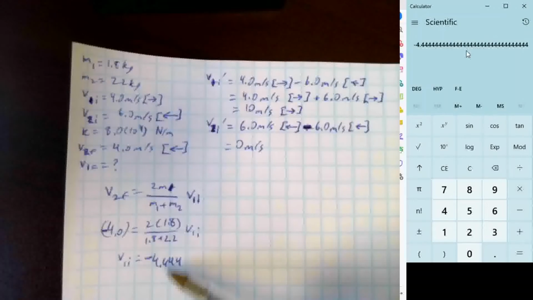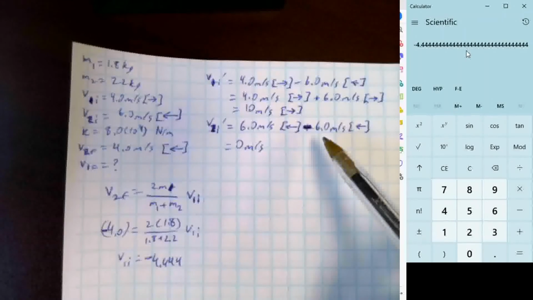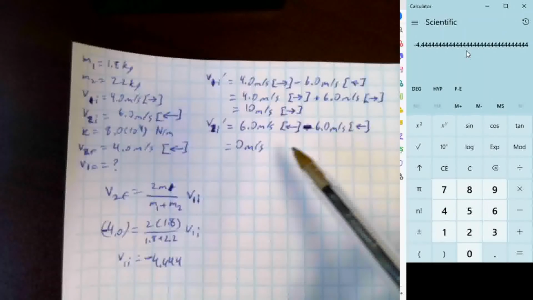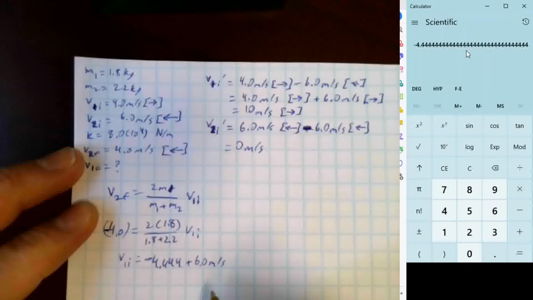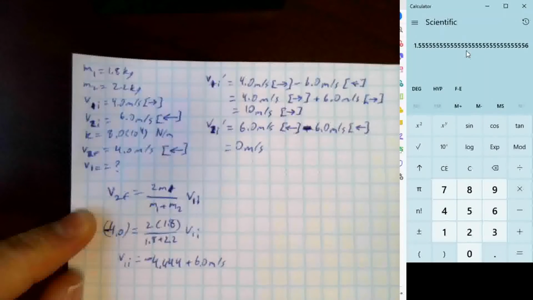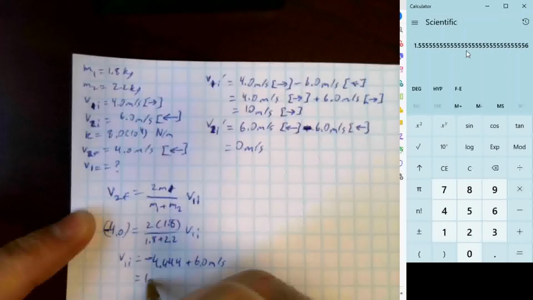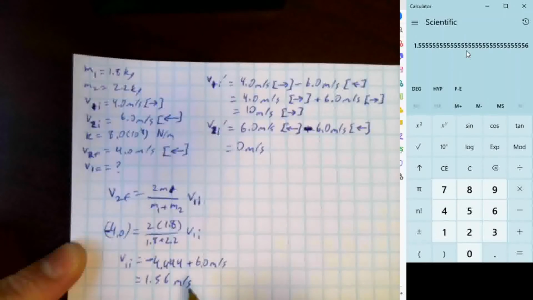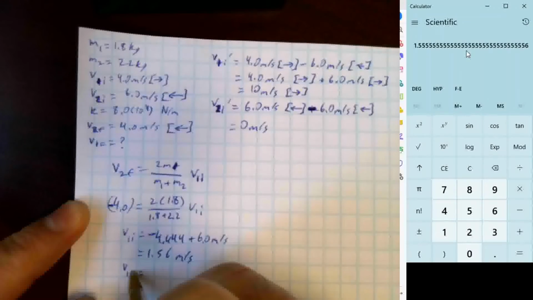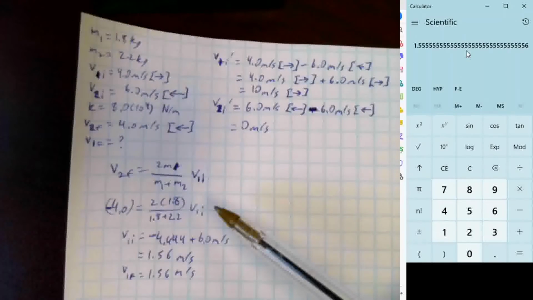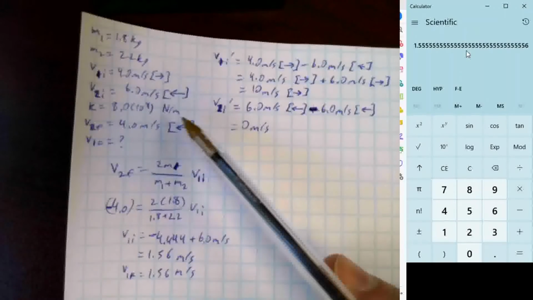Now I have to add what I've taken away, which is this -6. So I have to add that 6 to this value. So plus 6.0 meters per second. So this plus 6 gets me to 1.56 meters per second to the right for my V1I, which is actually my V1F for this specific type of problem, where I'm looking at that point in the collision where we've slowed our V2 from 6 to 4.